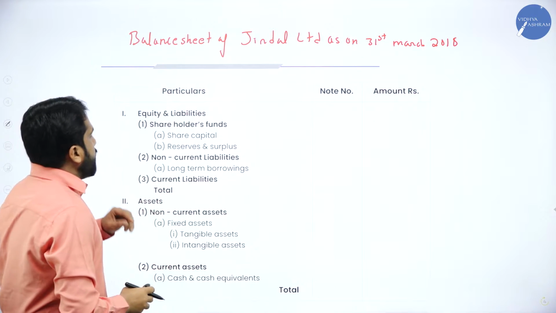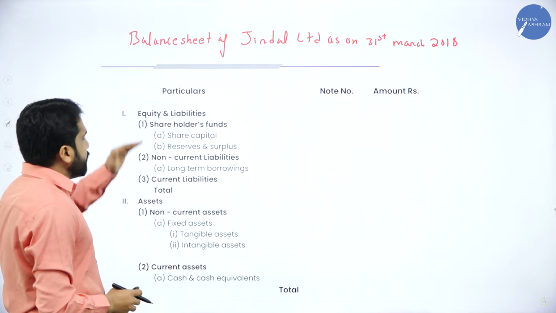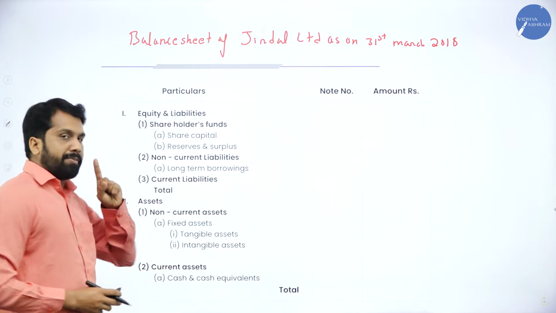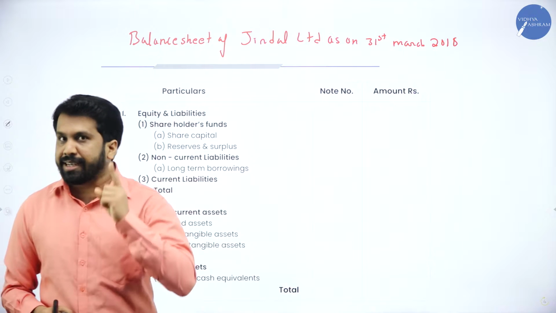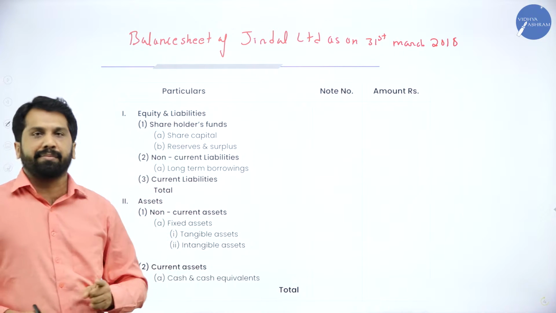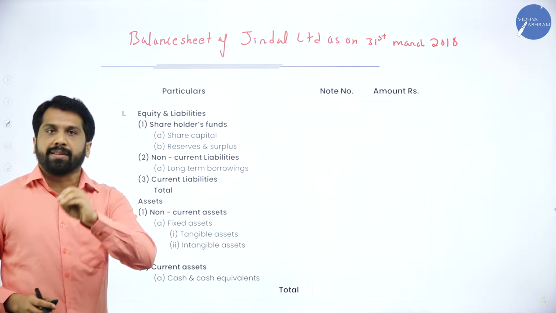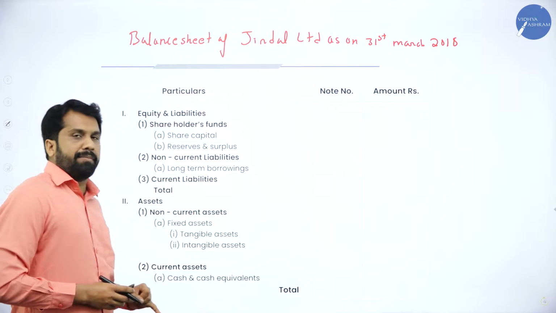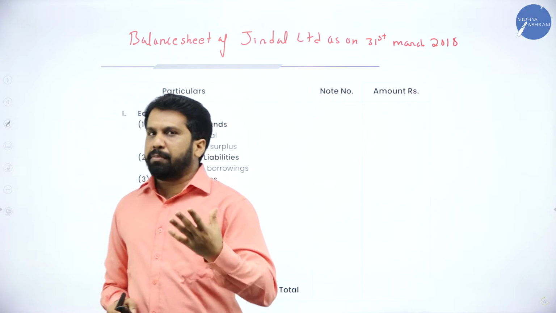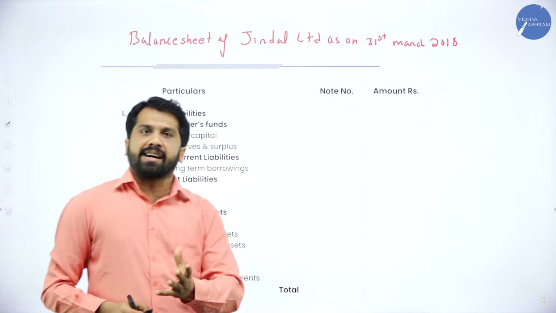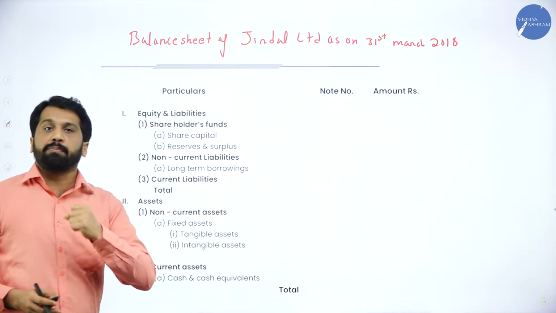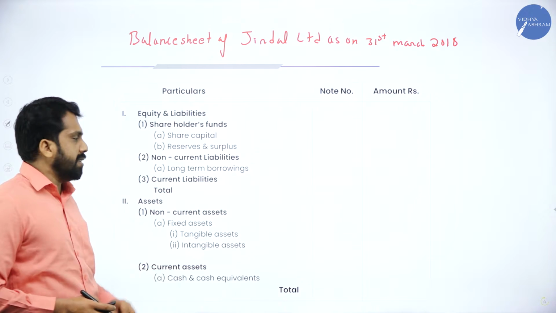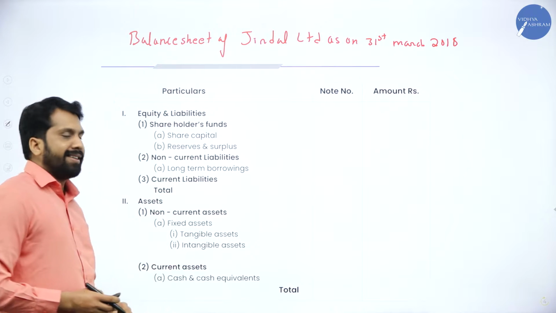Now equity and liability: shareholders fund, share capital, reserve and surplus. Then non-current liability. Remember what is a non-current liability? The debenture is a non-current liability, and any bank loans, that is non-current liability. Now current liability, other than these things, it may be bills payable, creditors, bank overdraft, any provisions, all comes under current liability. Once it is done, we'll go for the asset.